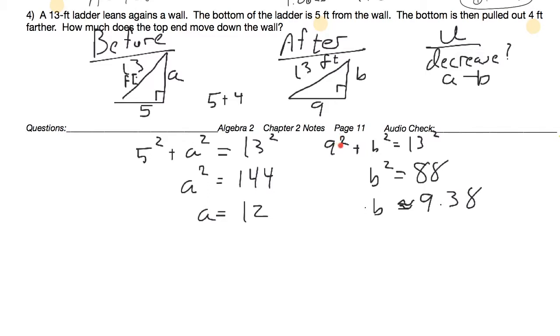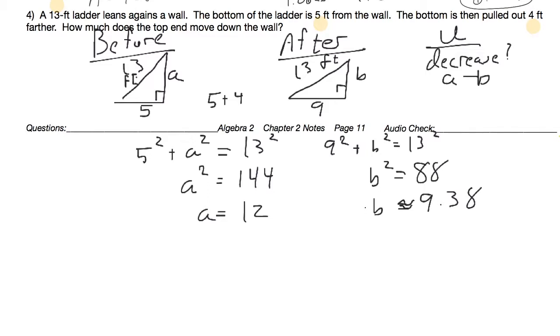Then 9 squared is 81, 13 squared is 169. When you subtract the two, you get 88. B squared equals 88. When you take the square root of both sides, you get plus or minus approximately 9.38, but we're going to ignore the negative solution, so just B is equal to 9.38.